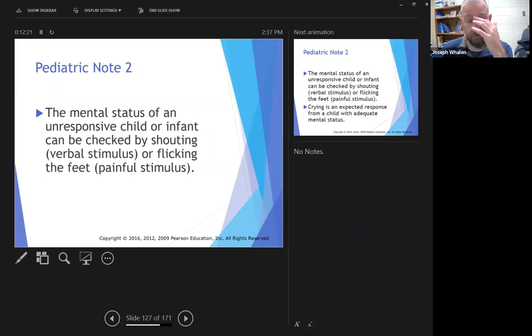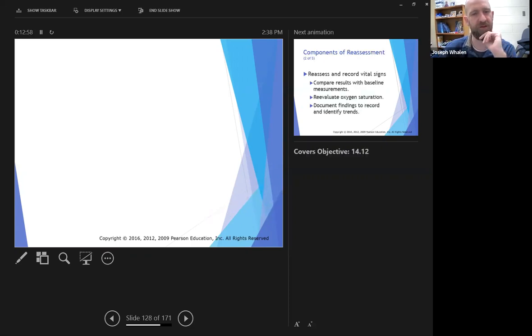We've talked about this before. So with an unresponsive child or infant, we'll check their mental status by yelling at them, right? Verbal, shouting out to them, see if we get a response from verbal stimulus. And then we'll flick the soles of their feet. Flicking the soles of their feet will be the painful stimulus. Okay, so obviously sternal rubs are out for everybody. We're not gonna do the pen between the fingers. We're not gonna do the pressure point on the trapezius muscle back here, right? We're not doing things like that. We're just gonna be flicking the bottom of their feet, okay, for the pediatric.